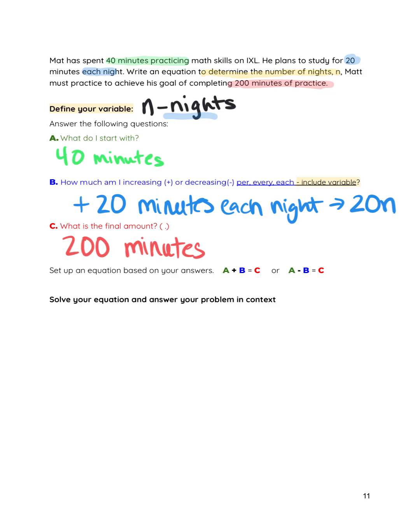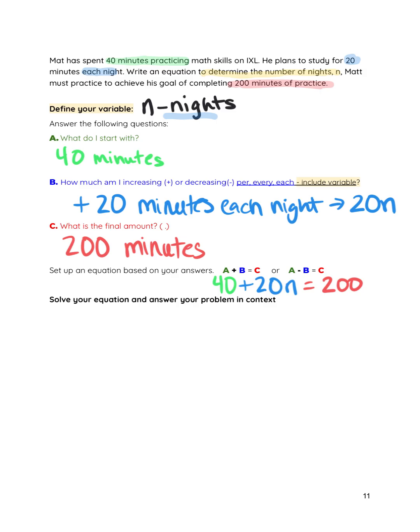Now that I've identified the important parts of the equation, I can set it up and solve. So first is my A, which is 40. Then I have my B, which is plus 20N. And then my C is my total, which is 200. Now that I've set up my equation, I can go ahead and solve to determine the number of nights needed to practice.